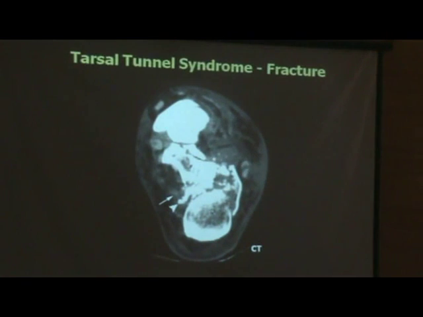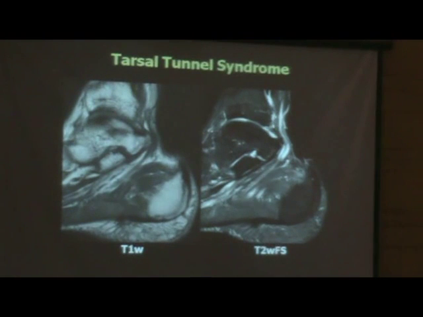This is another example. Trauma can be the cause as well of tarsal tunnel syndrome. And this is a case of a multi-fragmented fracture of the calcaneus, as you can see here, lots of fragments, and especially this one here going within the tarsal tunnel and leading to entrapment of the tibial nerve and its branches.